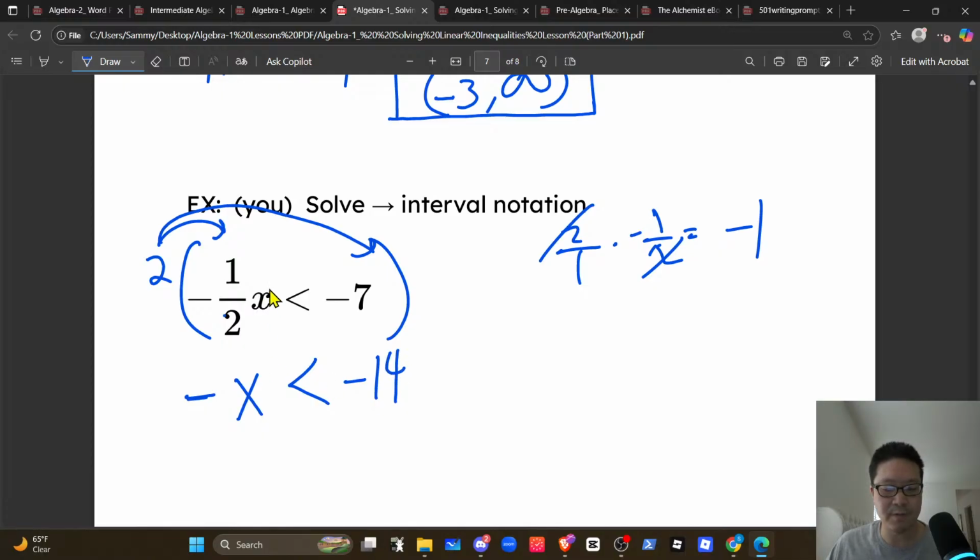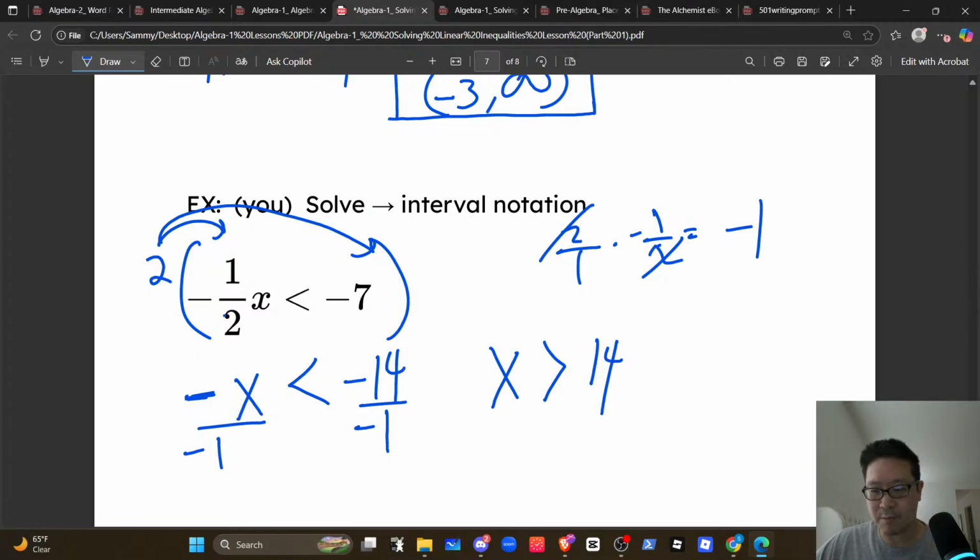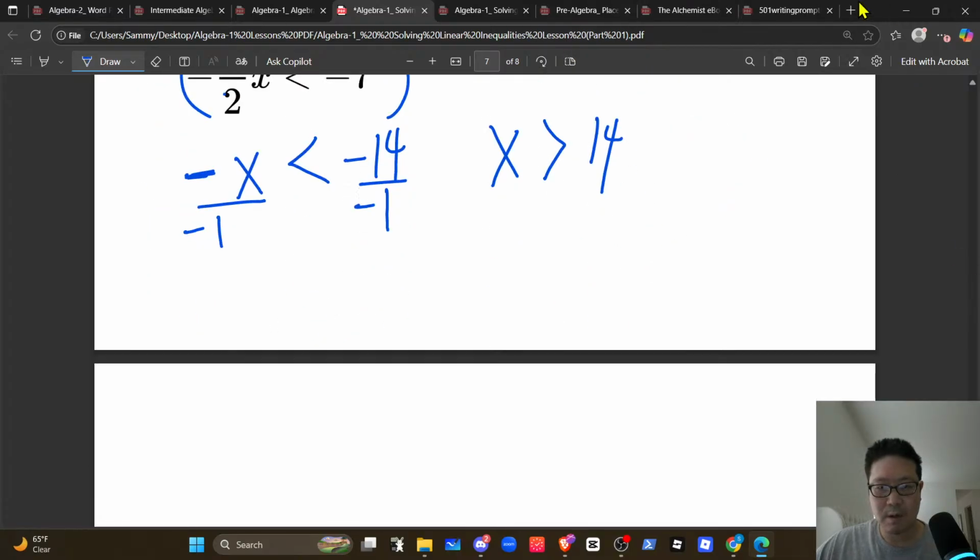Right? 2 times negative 7 is negative 14. And to get rid of this negative 1, I'm going to divide both sides by negative 1. And when I do that, I'm going to be left with positive x. And since we're dividing by negative 1, we're going to flip the inequality sign. So positive x greater than positive 14. Negative 14 divided by negative 1 is positive 14. So here's our inequality statement.